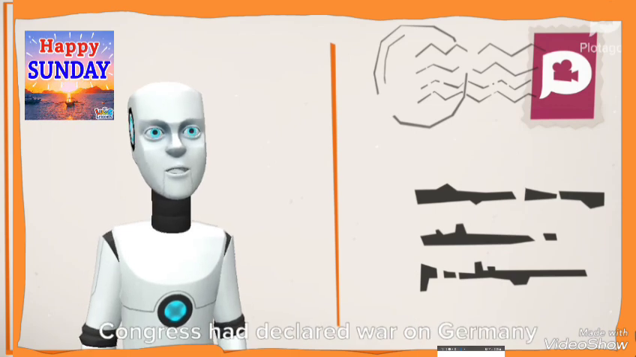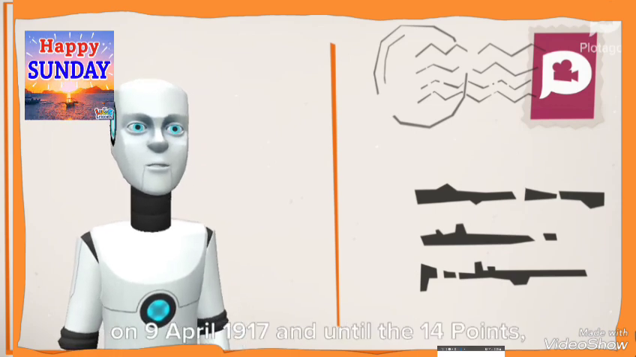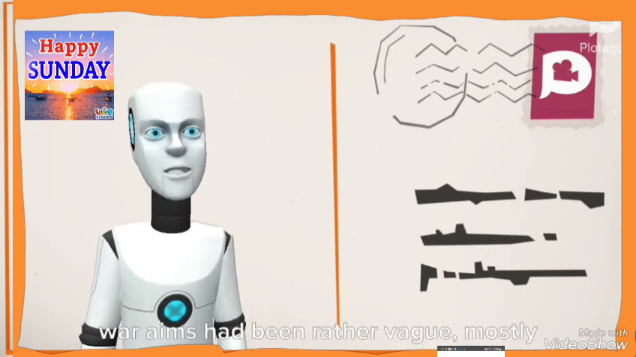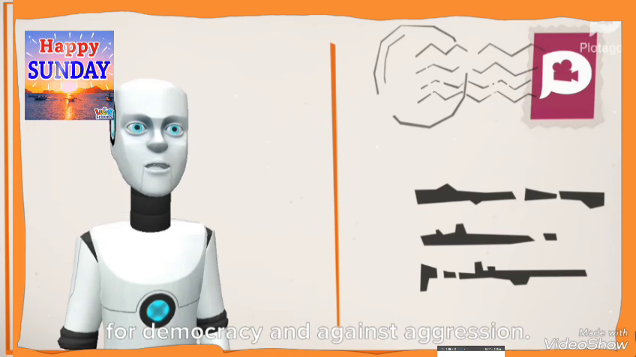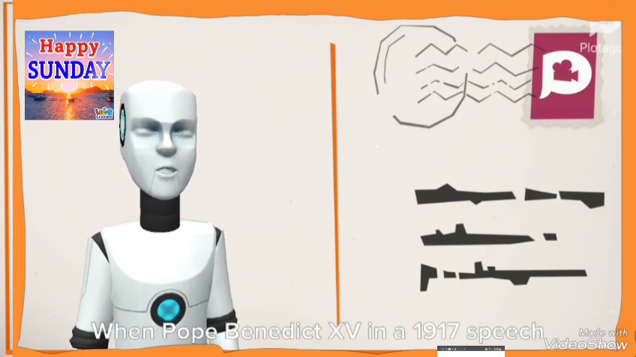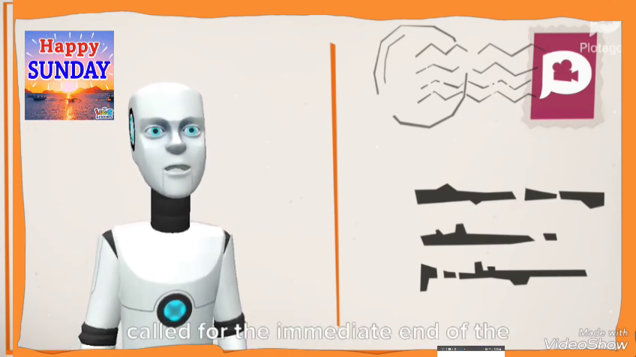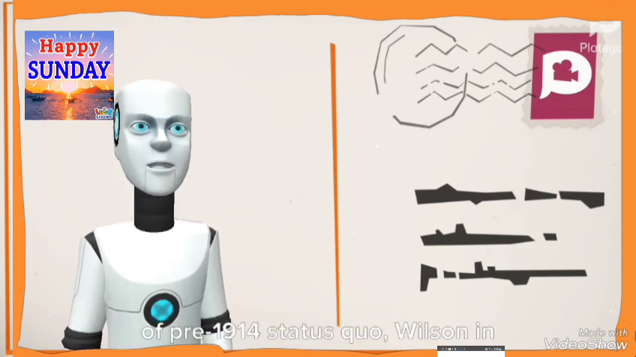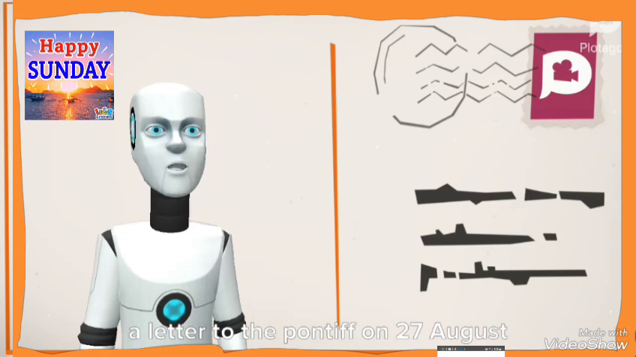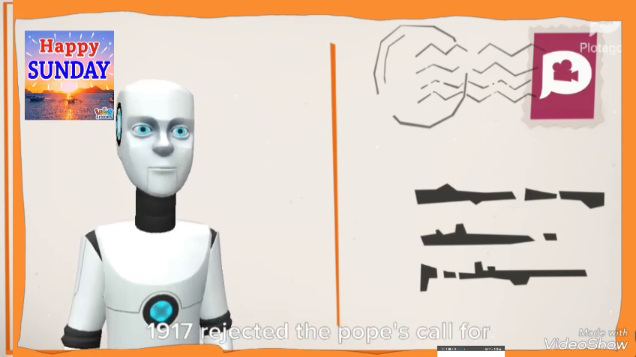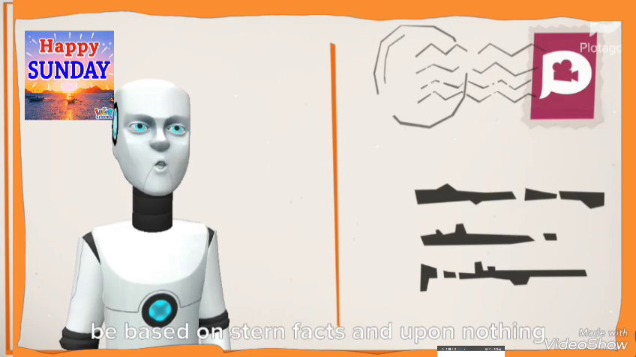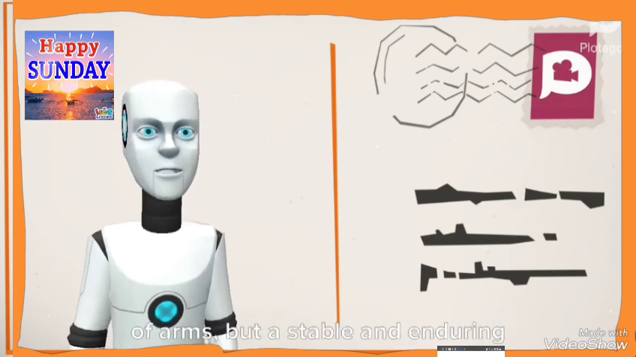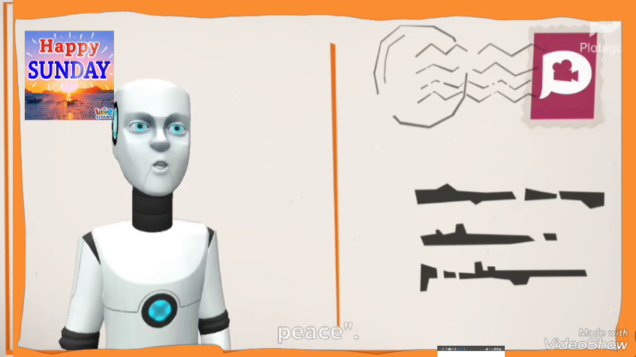Congress had declared war on Germany on the 9th of April 1917, and until the 14 points, Wilson's statements about American war aims had been rather vague, mostly limited to statements about being for democracy and against aggression. When Pope Benedict XV in the 1917 speech called for the immediate end of the war on the basis of the restoration of the pre-1914 status quo, Wilson in a letter to the Pontiff on the 27th of August 1917 rejected the Pope's call for peace as he wrote, "Our response must be based on stern facts and upon nothing else." America wanted not a mere cessation of arms, but a stable and enduring peace.